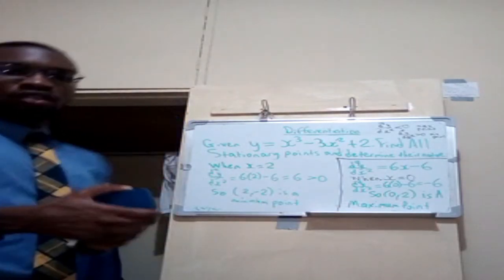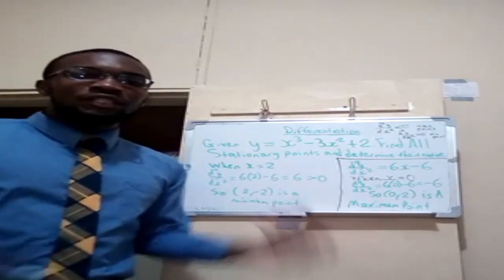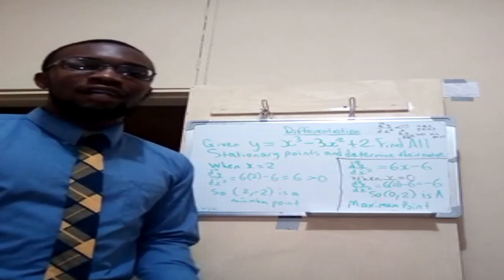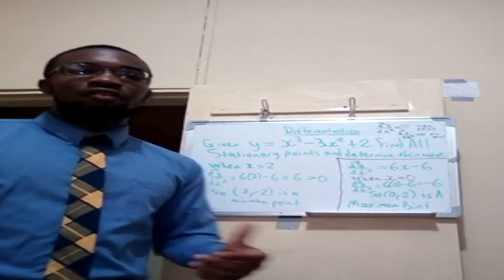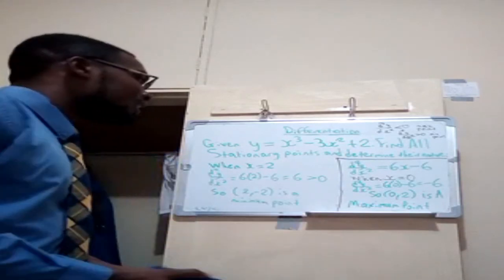Alright. So now we have the two stationary points, and we know which one is maximum and which one is minimum. The next thing they might ask you to do is sketch this curve. We have all the information we need to sketch this curve. So let's go ahead and sketch this curve.